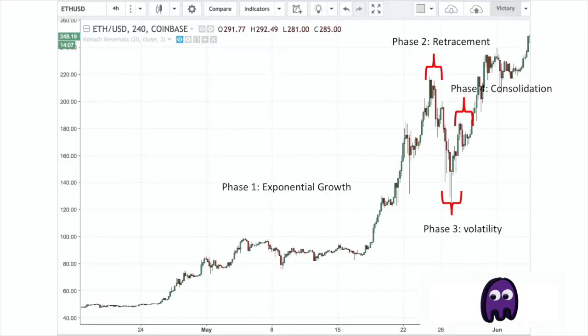For example, we have phase 1, exponential growth in Ethereum, followed by a rapid decline. We have volatility here in the candlesticks, represented as long wicks, followed by phase 4, a consolidation at a level. Next, we have a breakout on the upside.